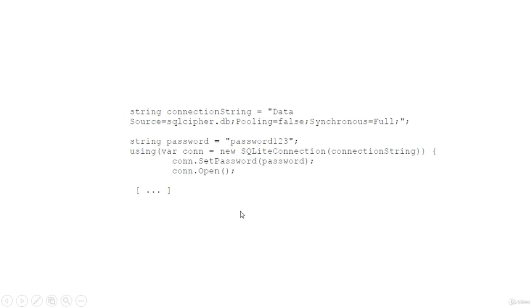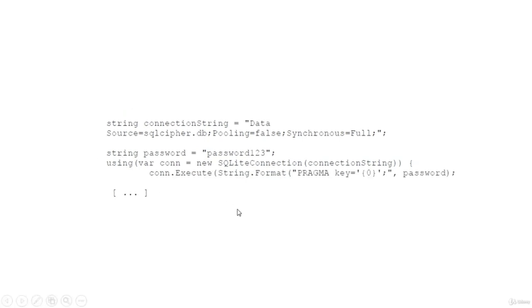When using SEE, applications specify a key using the PRAGMA key statement after instantiating their SQLite connection object, as in this figure.